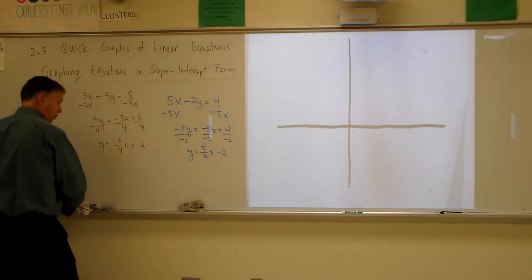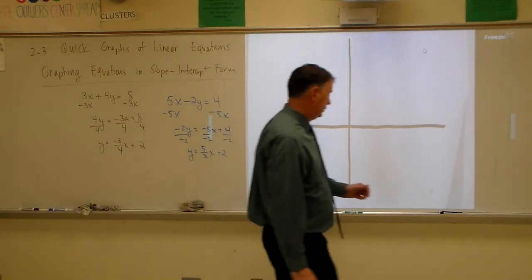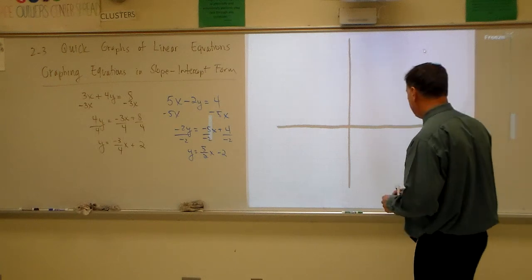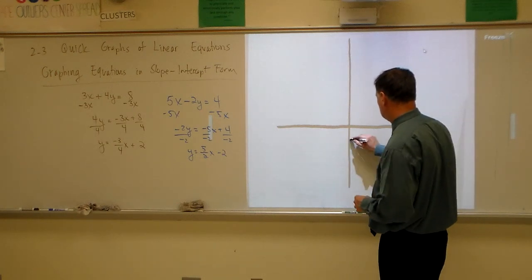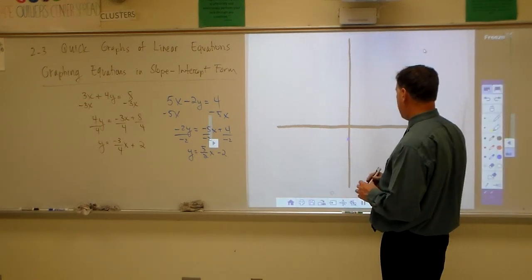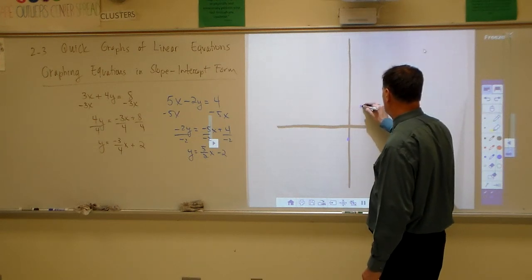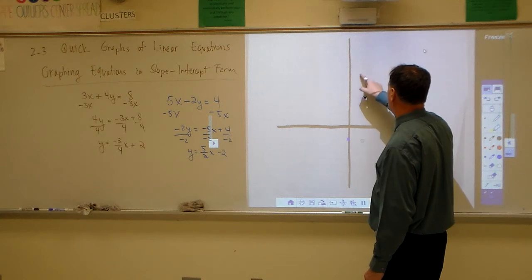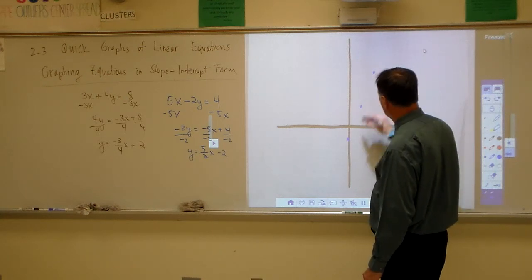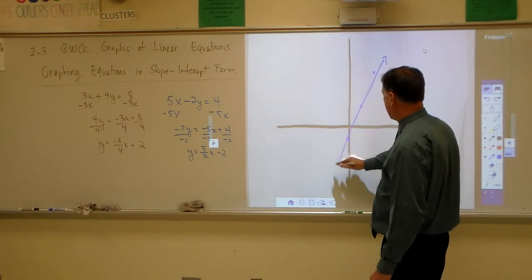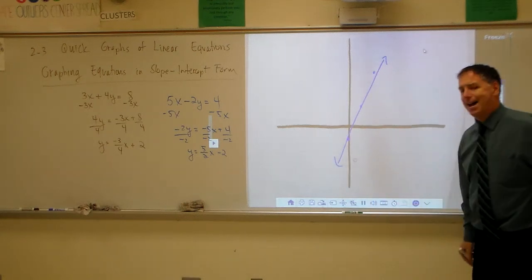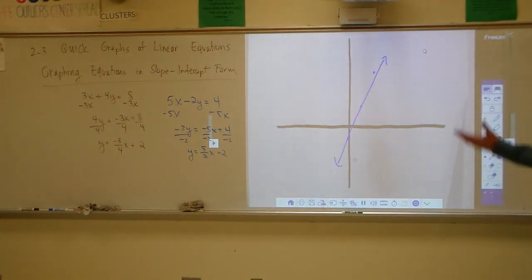Okay. So we go to our graph. Negative 2, down 2. Then I go up 5 over 2: 1, 2, 3, 4, 5, over 2. Again, 1, 2, 3, 4, 5, over 2. And I make my line. I hit 2 out of 3. 2 out of 3 ain't bad, as I say. All right? So that's how you graph them in slope-intercept form.